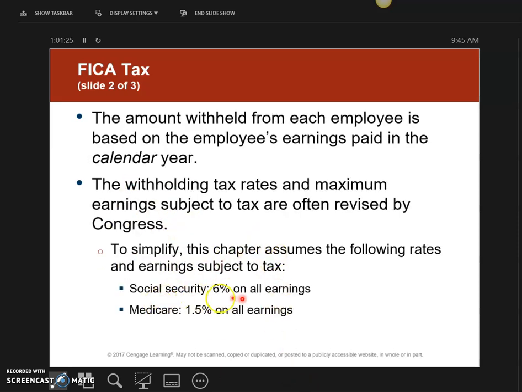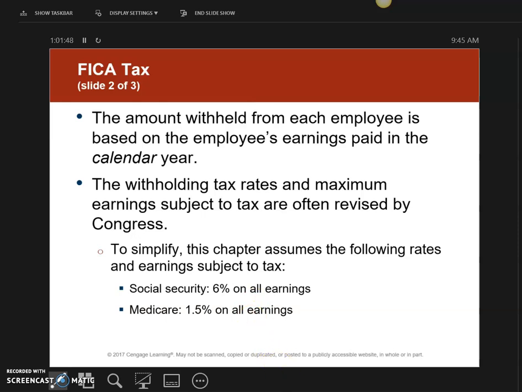And right now, Social Security for the textbook is running at 6% of your earnings. Medicare is 1.5% of your earnings. So in real life today, Social Security is 6.2% and Medicare is 1.45%. So these come from 6% of your gross wages and 1.5% of your gross wages.